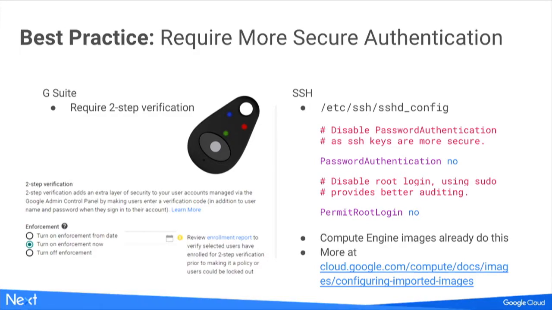The second set of identities to think about then are people who can SSH into your instances. First, we recommend disabling password authentication, because key pairs are a more secure way. And secondly, disable root login, so if someone has to run an elevated command, you have a better chance at finding that in the auth log afterwards. Compute Engine images already do these. There are a lot of other best practices around image management that I couldn't do justice to here. So there's a doc for more information.